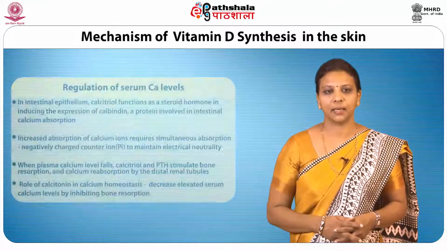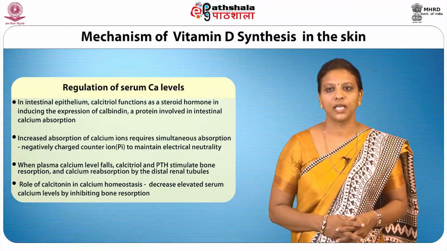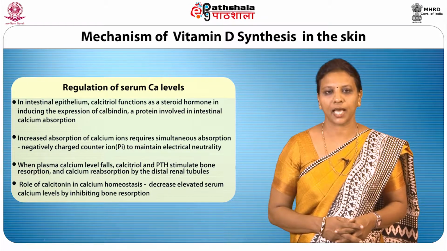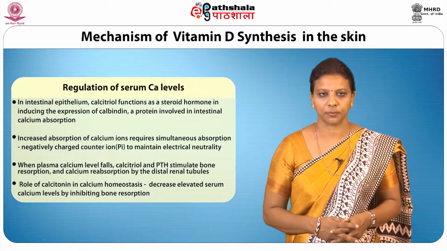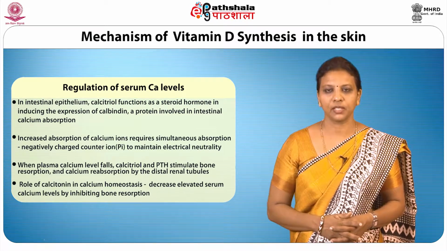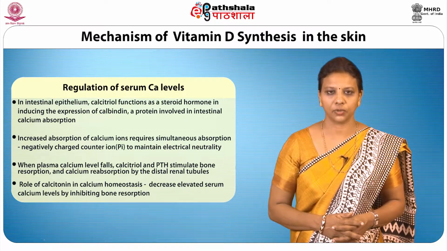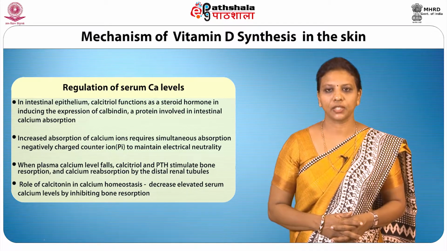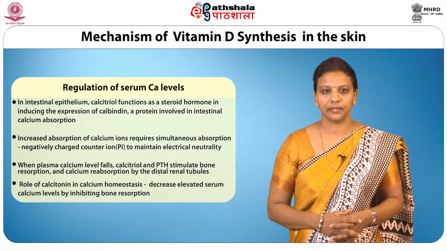In the intestinal epithelium, calcitriol functions as a steroid hormone in inducing the expression of calbindin, a protein involved in intestinal calcium absorption. The increased absorption of calcium ions requires simultaneous absorption of a negatively charged counter ion to maintain electrical neutrality. The predominant counter ion is Pi.